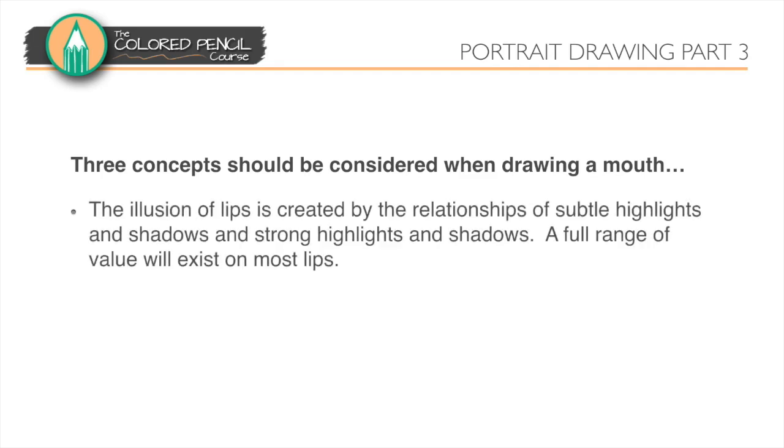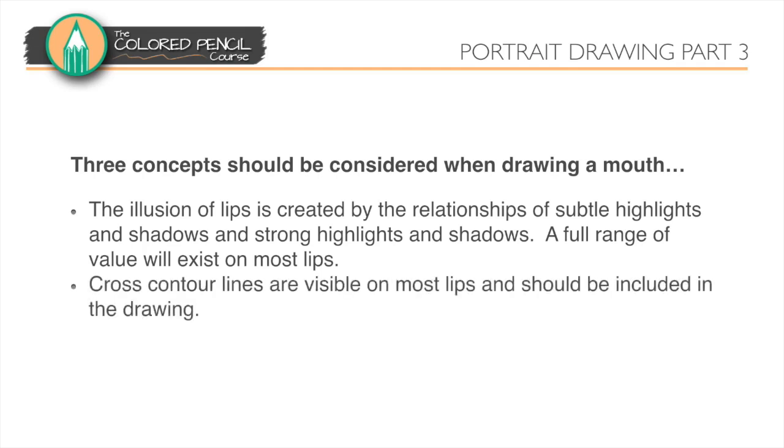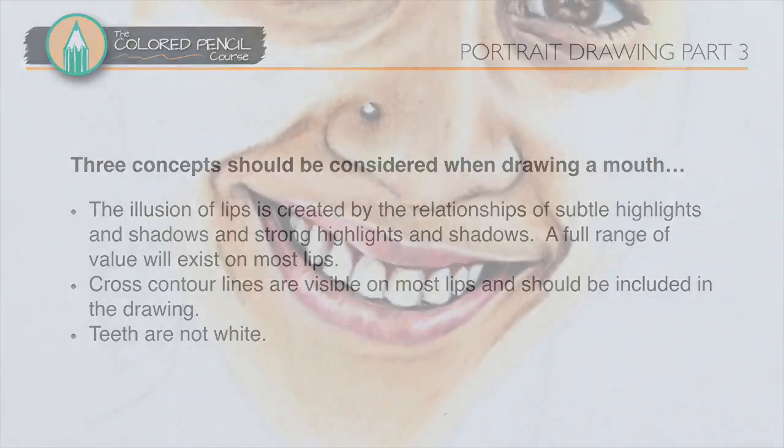The first, the illusion of lips, is created by the relationships of subtle highlights and shadows and strong highlights and shadows. A full range of value will exist on most lips. The second, cross-contour lines are visible on most lips and should be included in the drawing. And the third, teeth are not white. So let's take a look at adding the mouth to our portrait drawing, which is already in progress.